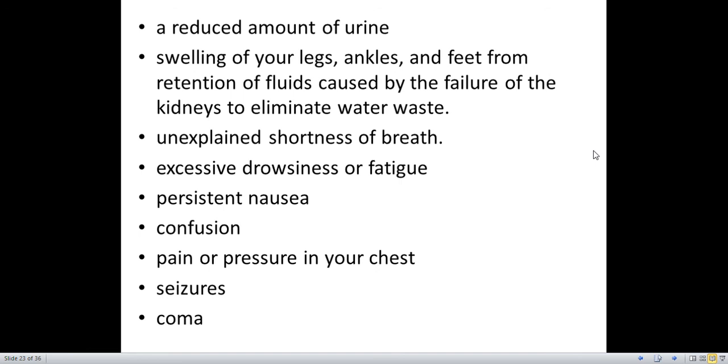These are the features: a reduced amount of urine, swelling of your legs, ankles and feet from retention of fluids caused by the failure of the kidneys to eliminate water waste, unexplained shortness of breath, excessive drowsiness or fatigue, persistent nausea and confusion, pain or pressure in your chest, seizures, coma. These are some characteristics or features of kidney failure.